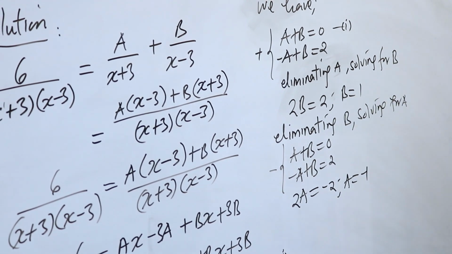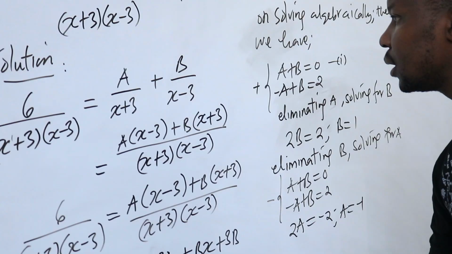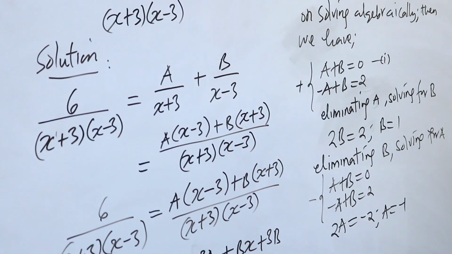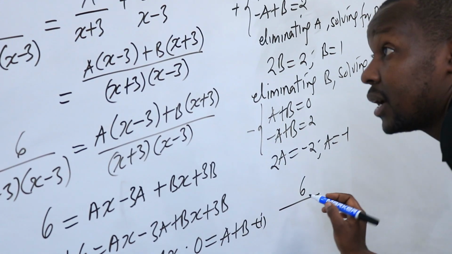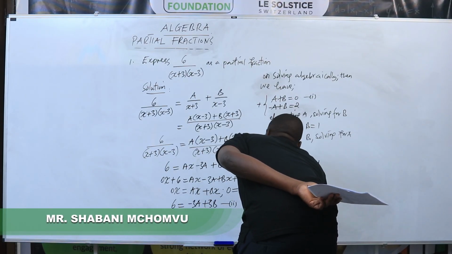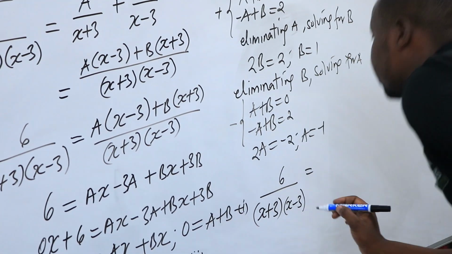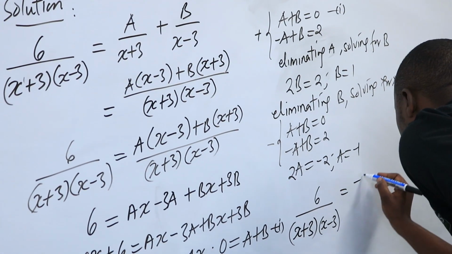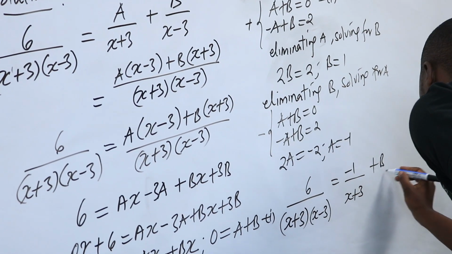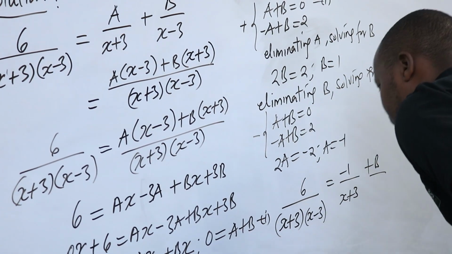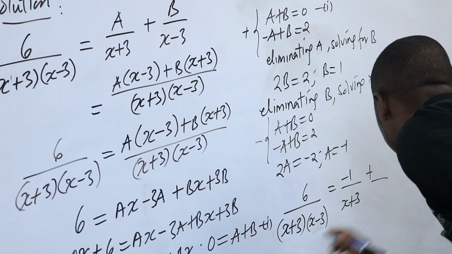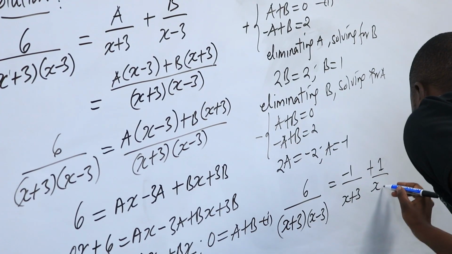After having such answers for the constants a and b, we are going now to plug them in. We are going to insert them where a and b are. So now it becomes the complex algebraic expression 3 over x minus 3, which is equal to what? a, it is negative 1 over x plus 3. We plus b now over, the value of b is 1. So where b is, we put 1. And here is x minus 3.